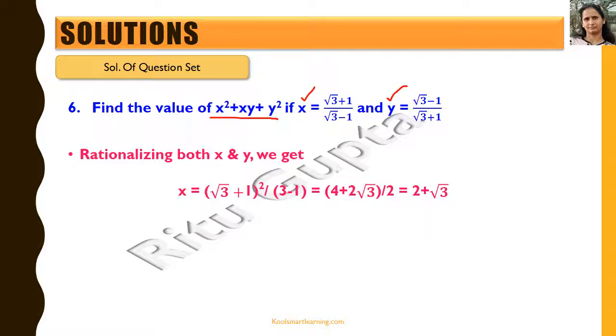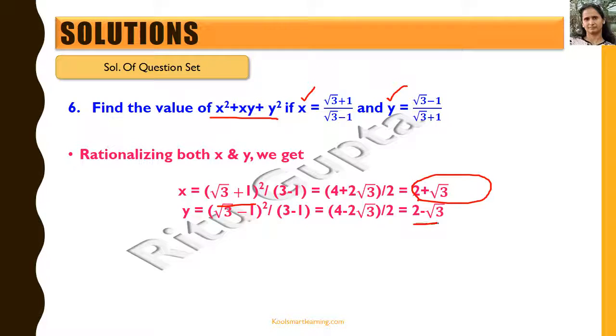for rationalizing x, we need to multiply the numerator and denominator with root 3 plus 1, and so we get in the numerator root 3 plus 1 whole square divided by 3 minus 1, which is 2 in the denominator. So solving for the numerator, we get 4 plus 2 root 3 divided by 2, which is nothing but 2 plus root 3. Similarly, rationalizing y, we get 2 minus root 3. It is just the same approach that we used for x.